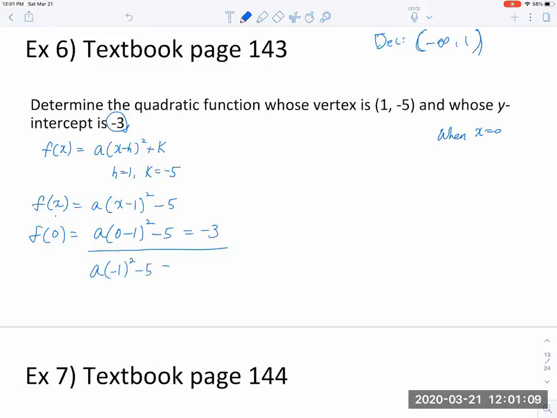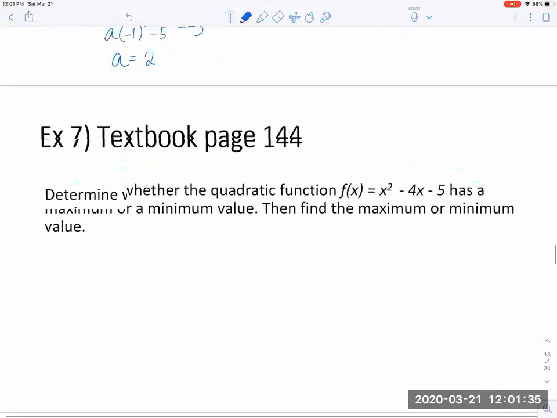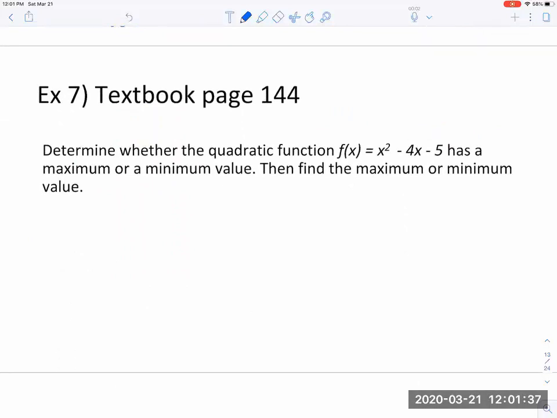Squared minus 5 equals negative 3. This is a times 1, since negative 1 times negative 1 is 1. Adding 5 to both sides, a is going to be 2. So now I can complete it: f of x equals 2 times (x minus 1) to the second power minus 5 is your vertex form, and that's your quadratic function. All right, one more thing. They want to find out whether it has a maximum or minimum point.